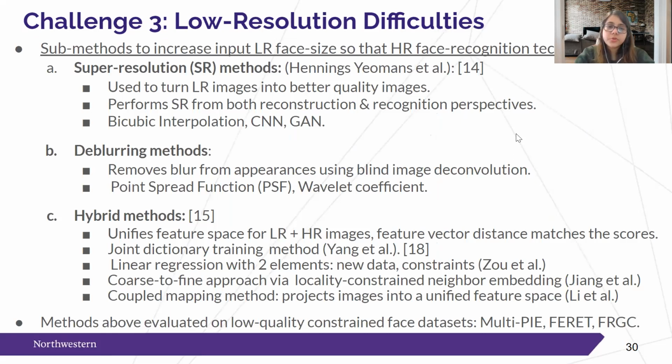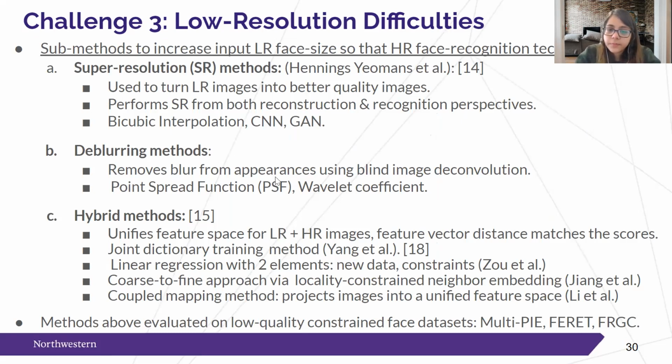Some sub-methods to increase the resolution of low resolution faces so that high resolution techniques can be applied are super resolution methods, deep blurring, and hybrid methods. Super resolution methods turn the LR images into better quality images. GAN and CNN use this. Deep blurring methods remove the blur from appearances using blind image deconvolution. Wavelets and point spread functions employ this, and hybrid methods combine both. They use feature vector distance matches.